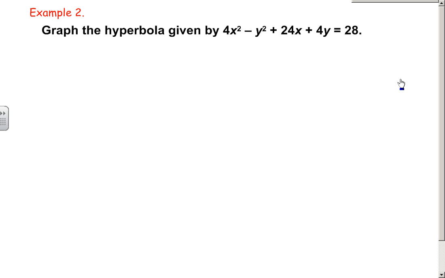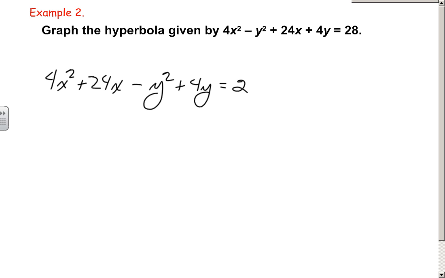In taking the equation of a hyperbola and putting it into standard form, it's very much like what we did with the ellipse, but we're going to have to be careful of a couple of little points here because of some sign changes that take place. So we're going to start by separating things out with the x's and the y's on one side and the constants on the other side. So we have 4x squared plus 24x minus y squared plus 4y equals 28.